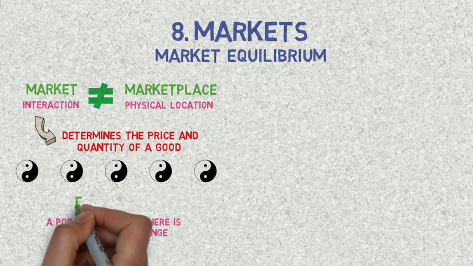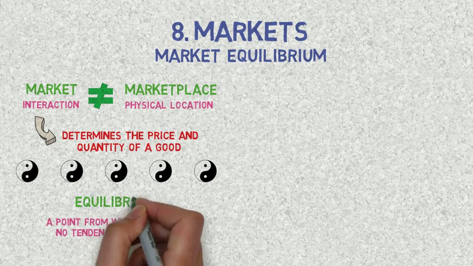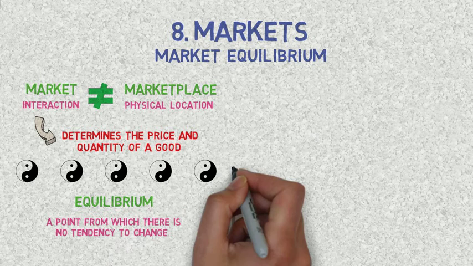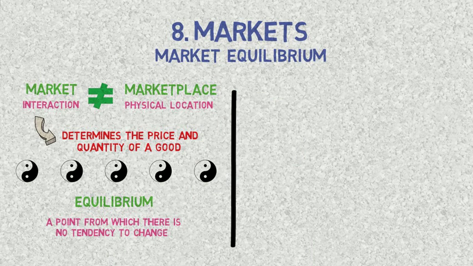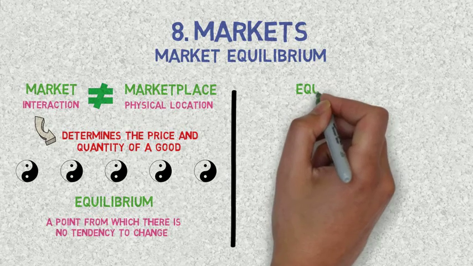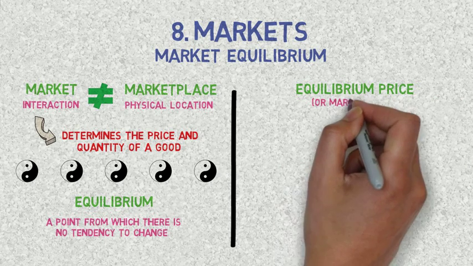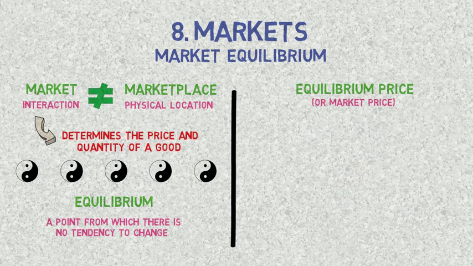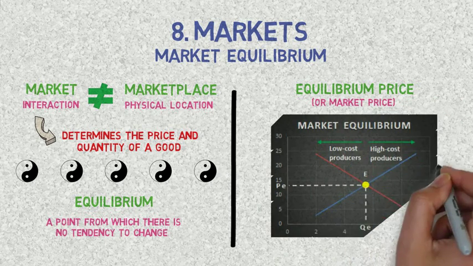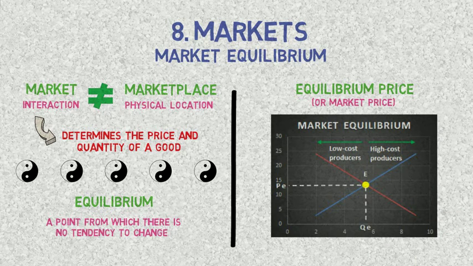The market equilibrium occurs at the intersection of the supply curve and the demand curve at point E. At this point, the quantity supplied by firms at a given price is equal to the quantity demanded by consumers at the same price. The equilibrium price, or market price, is the price at which the quantity supplied equals the quantity demanded. The equilibrium quantity is the point where quantity supplied is equal to quantity demanded.